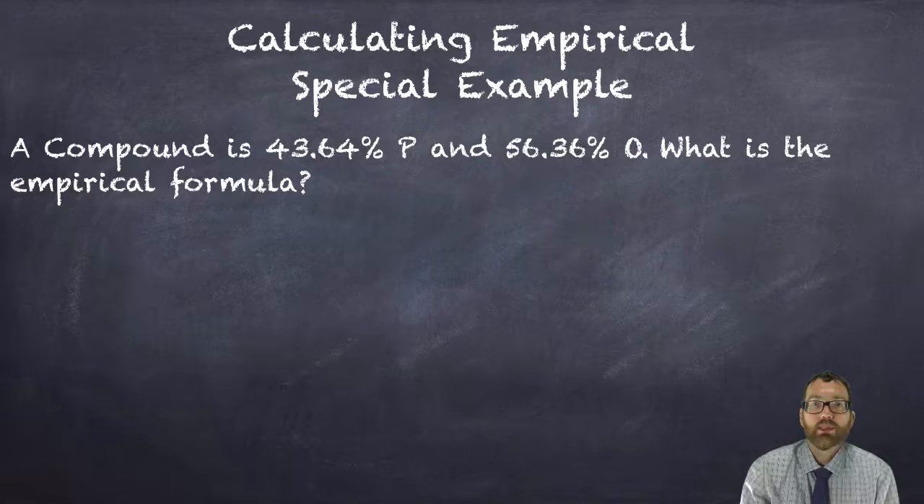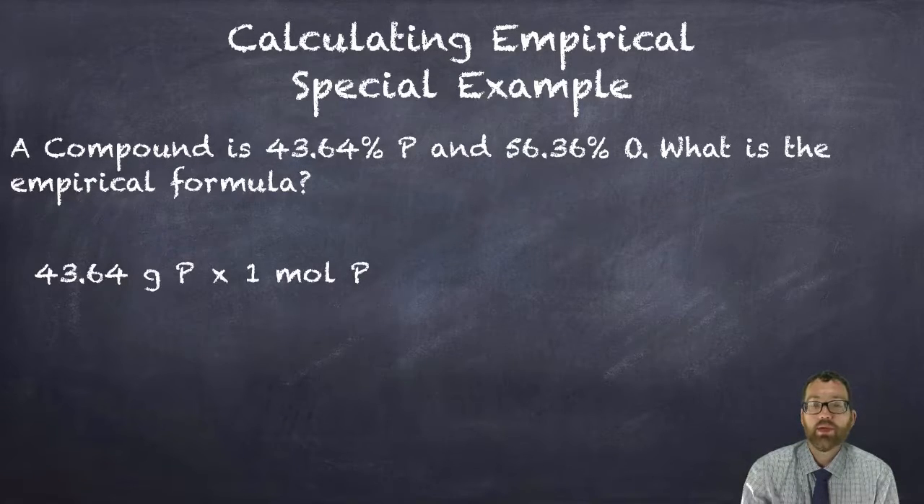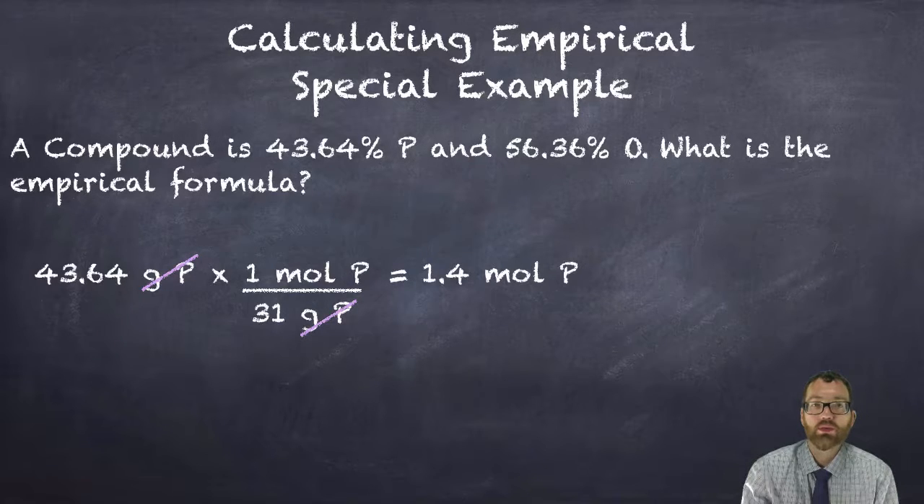So let me show you a special example. If I had a compound that was 43.64% phosphorus and 56.36% oxygen, what is the empirical formula? Our first step is to assume we have 100 grams, so those percents become grams. 43.64 grams of phosphorus. And then we need to convert that into moles for step 2. In 1 mole of phosphorus, we go to the periodic table and we'll see that phosphorus weighs 31 grams per mole. Now grams and grams will cross off, we'll convert to moles of phosphorus and we get 1.4 moles of phosphorus.